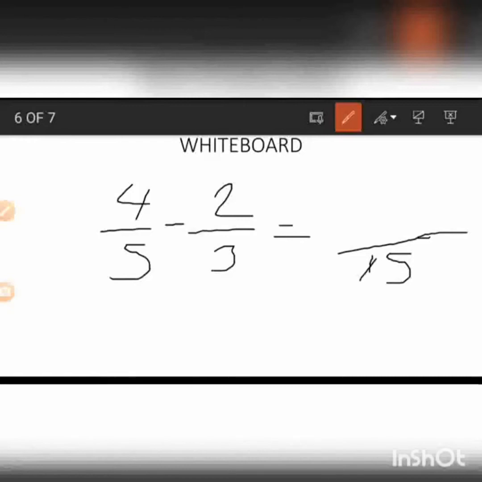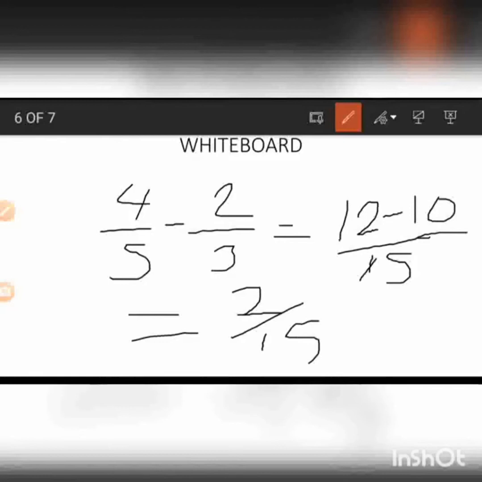Well, 5 into 15 is 3. 3 times 4 is 12. 3 into 15 is 5. 5 times 2 is 10. So when we subtract this, we are going to get 2 as numerator and 15 as denominator.